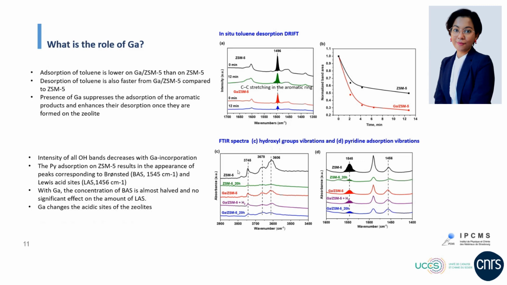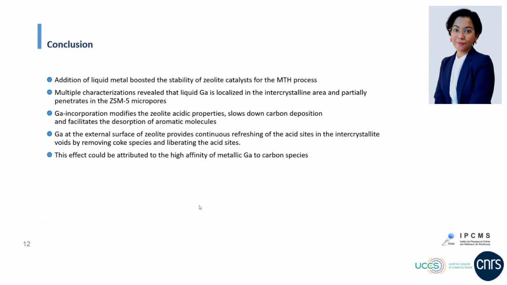Next up, I have FTIR, which shows the contribution of the hydroxyl group and pyridine absorption vibration. And we can clearly see with the incorporation of gallium, the intensity of OH band decreases. And here I have a contribution in the pyridine absorption. I have contribution of the Bronsted acid site and Lewis acid site. And we can see that the incorporation of gallium decreases the Bronsted acid site, however, has no effect on the Lewis acid site. So clearly gallium changes the acidic site of the zeolite.